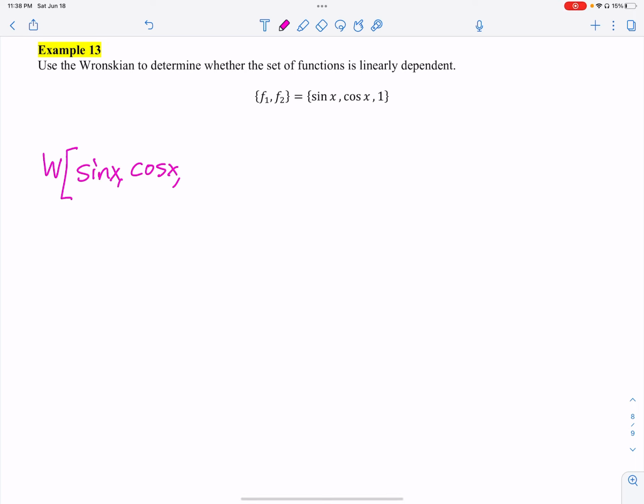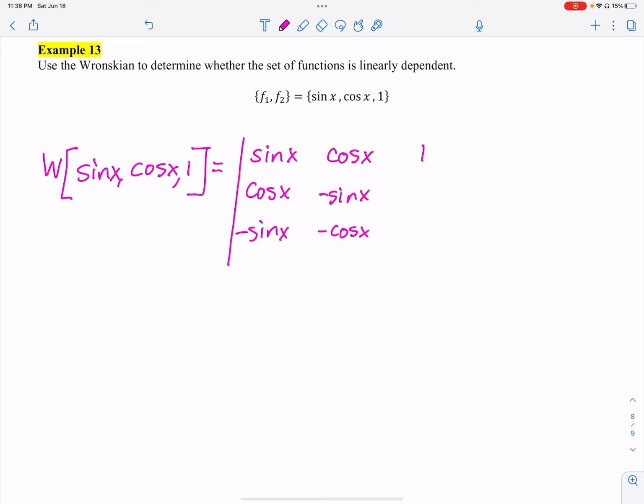cosine, 1. All right, so we put these across, sine, cosine, 1. And then we take our derivatives, cosine x, negative sine x. Cosine gets us negative sine. Derivative of negative sine is negative cosine. Then derivative of 1 is 0. Derivative of 0 is 0.